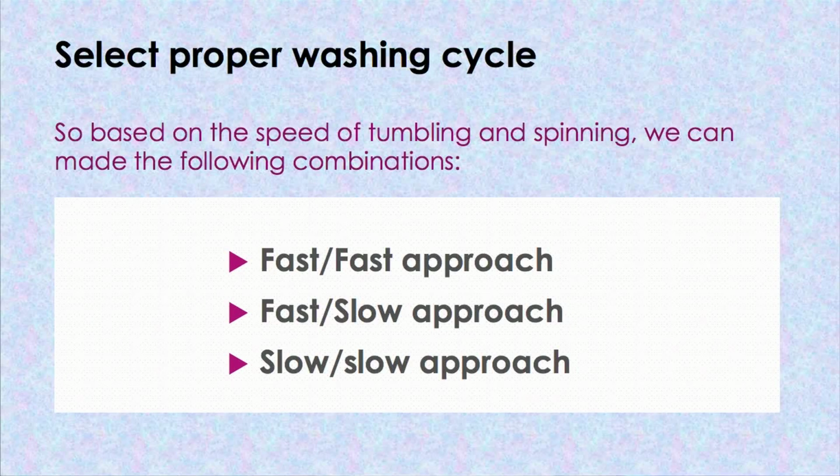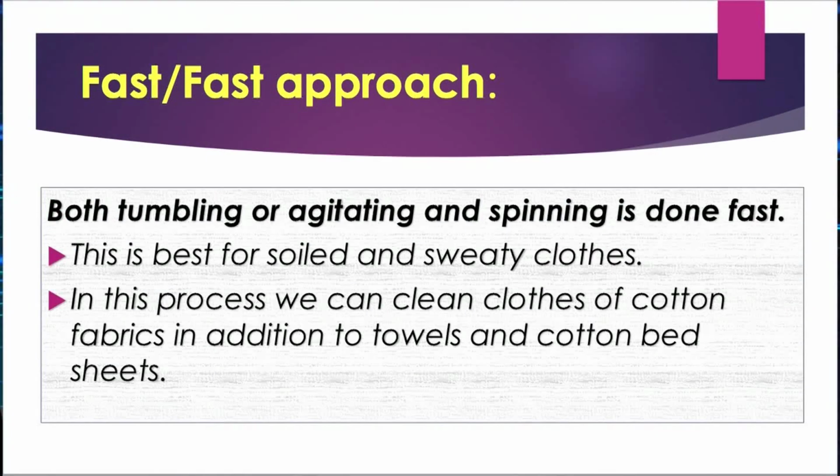First, fast approach. Here in this case, both tumbling or agitation and spinning are done very fast. This is best for soiled and sweaty clothes. In this process, you can clean clothes of cotton fabrics in addition to towels and cotton bed sheets.